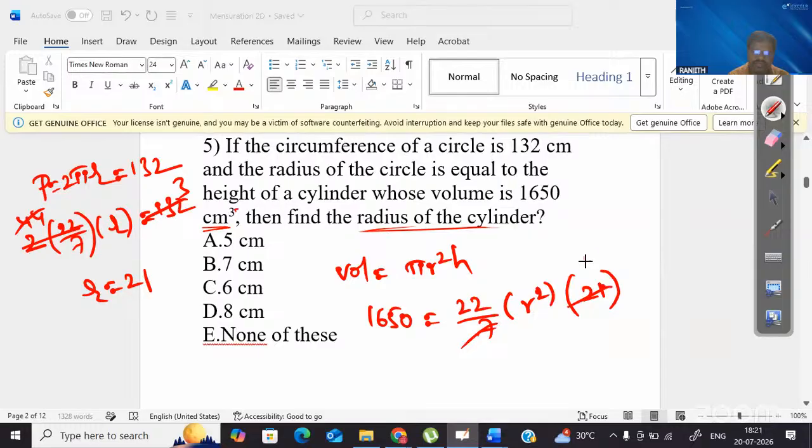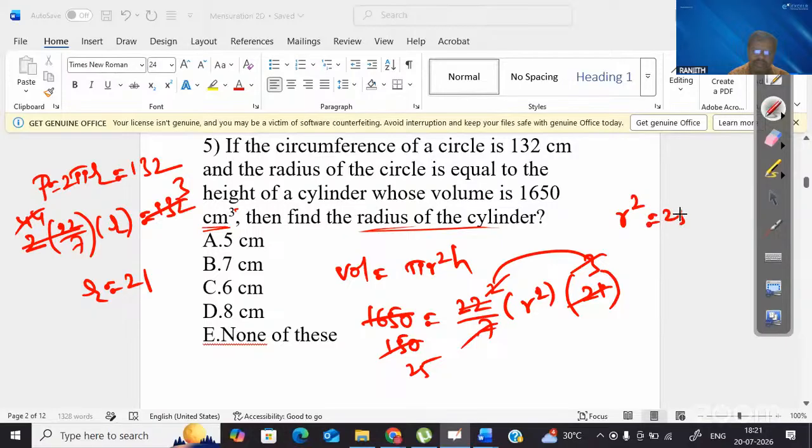7 ones are 7, 7 threes are 21, do the simplification. So 11 twos are 22, 1650 divided by that, 2 threes are 6. So it will be 25, where r square equals 25 and r will be equal to 5. So the radius of the cylinder equals 5 centimeters.